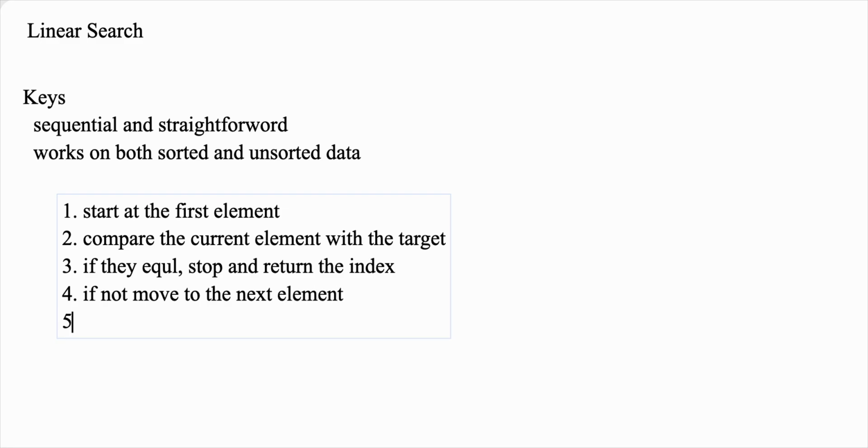The fifth thing, we need to repeat until either the target is found or the end of the array is reached. So these are the five steps we need to follow for this searching algorithm. For that, we can write the code for a linear search. So we'll go to the code editor.